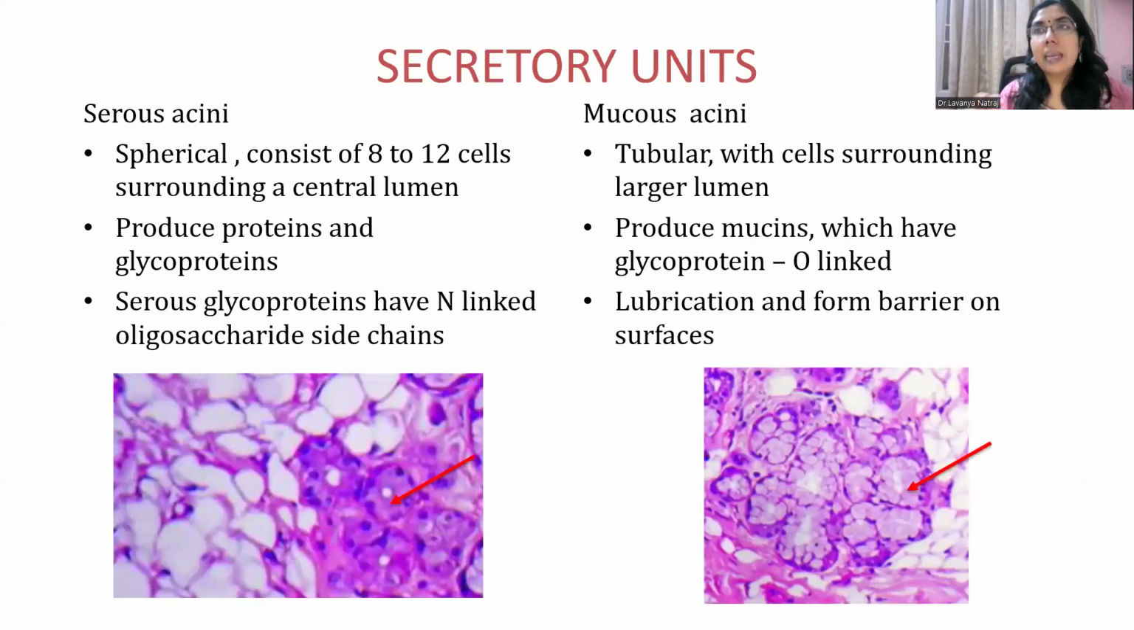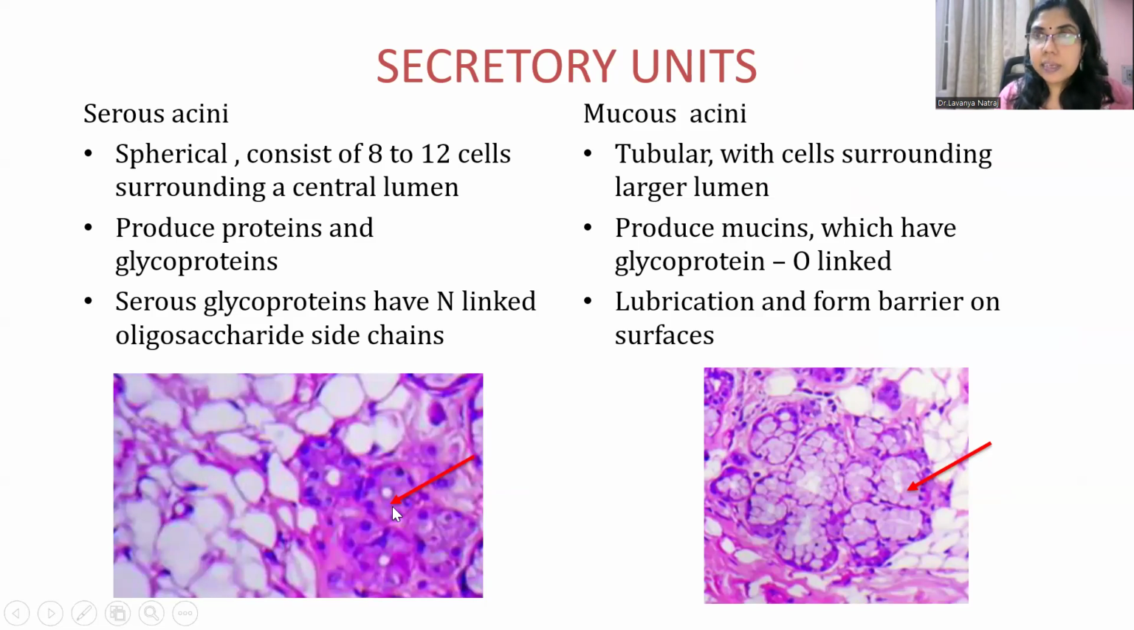Now coming to the secretory units. We have 2 types of cell. One is the serous acinar cell. The other one is the mucous acinar cells. The serous acinar cells, each acini is spherical in shape, and they will be the serous acinar. They consist of 8 to 12 cells. They surround a central lumen. As you can see in this picture, the arrow shows a small, narrow lumen, and there are 8 to 12 serous cells there. So this completely forms a serous acini.